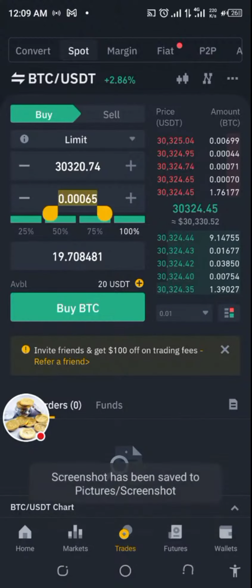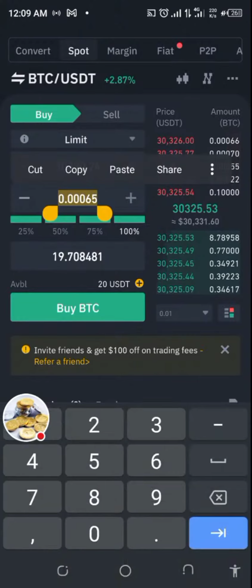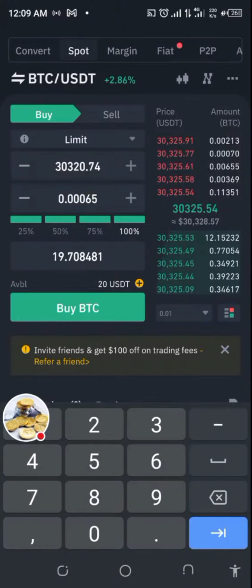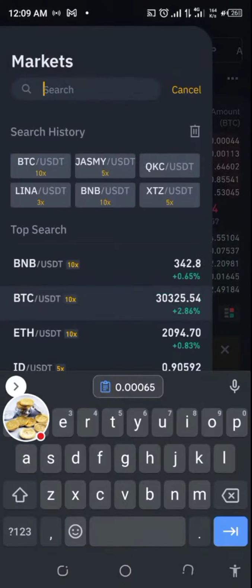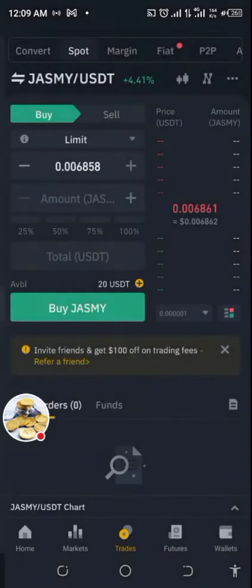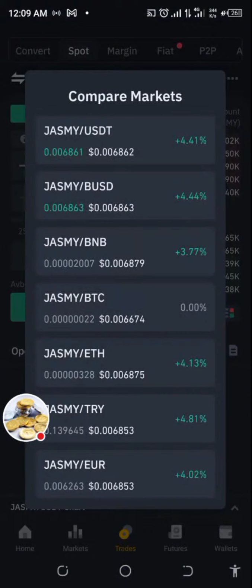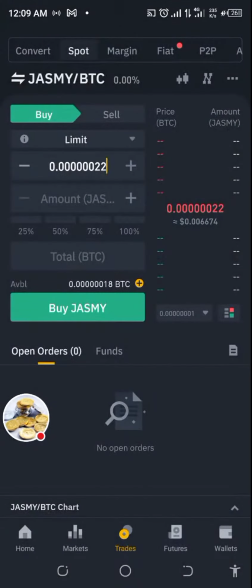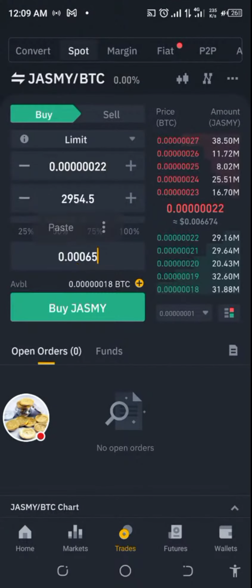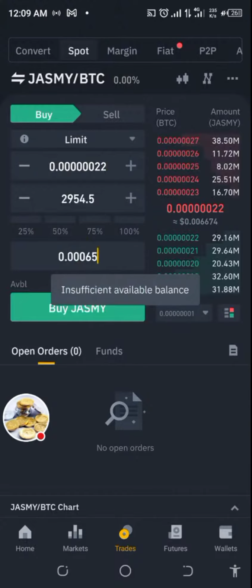Let me copy that quickly and go straight on to see how I can get JASMY BTC. All right, JASMY BTC is what we need to buy. Let's put that in there and see what we will get. Okay, so we're getting that amount.